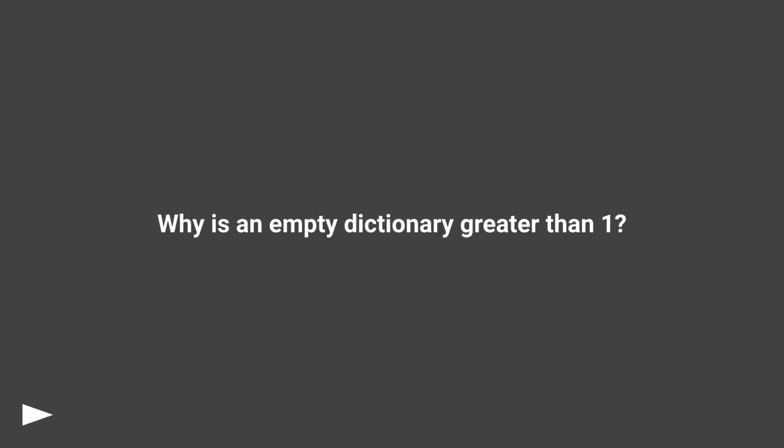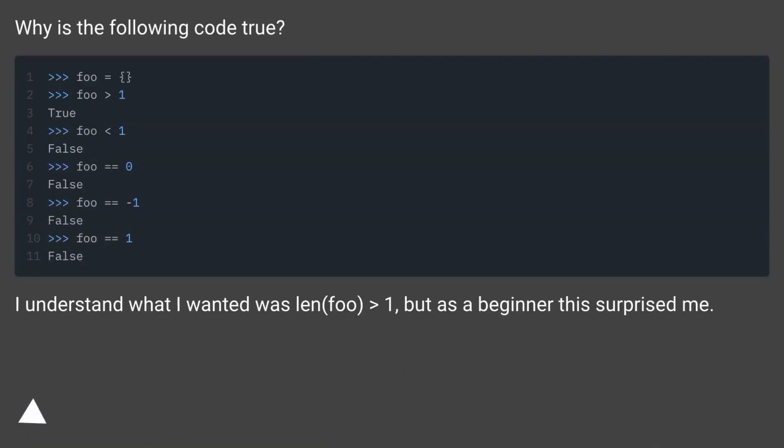Why is an empty dictionary greater than 1? Why is the following code true? I understand what I wanted was len(foo) > 1, but as a beginner this surprised me. From the docs.